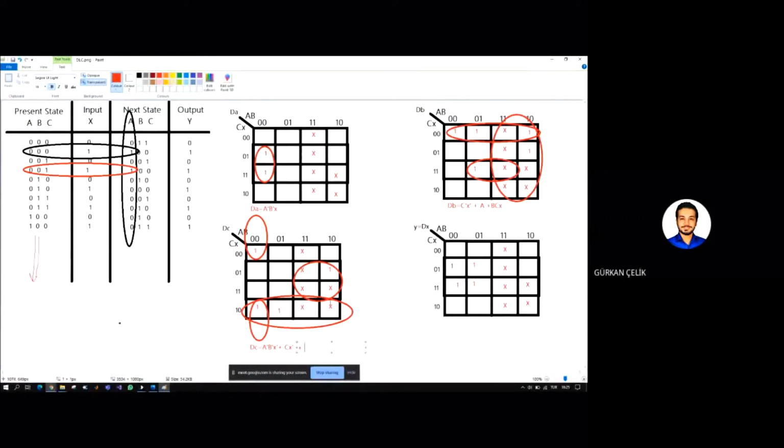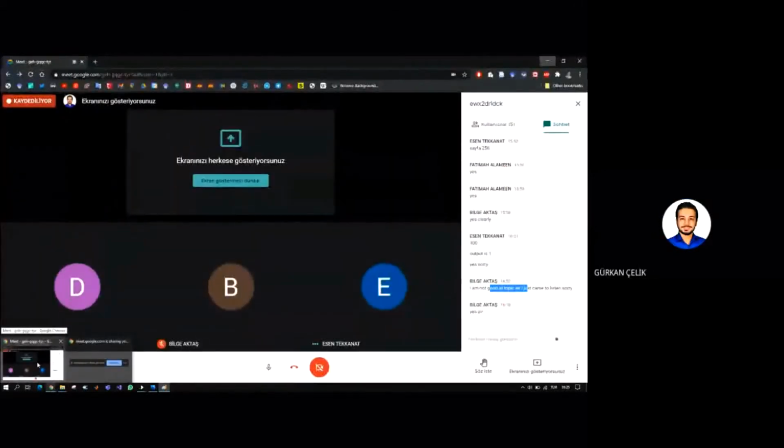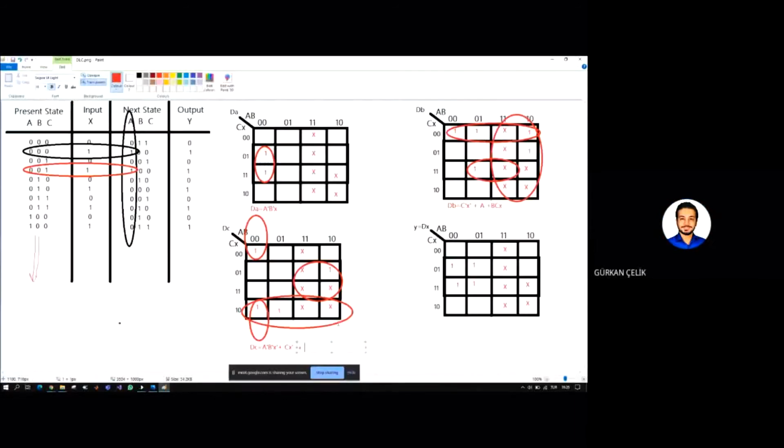What's this? Guys, please be quick. It's A and X. Just A and X. Is it true or not? It's true, Esen, I guess. Bilge? A and X. Yeah.